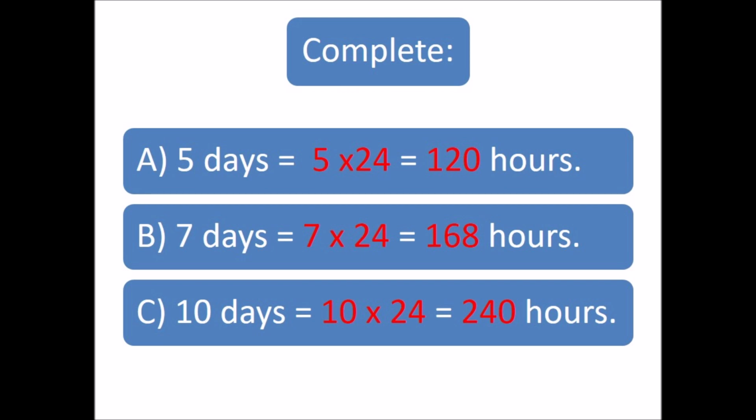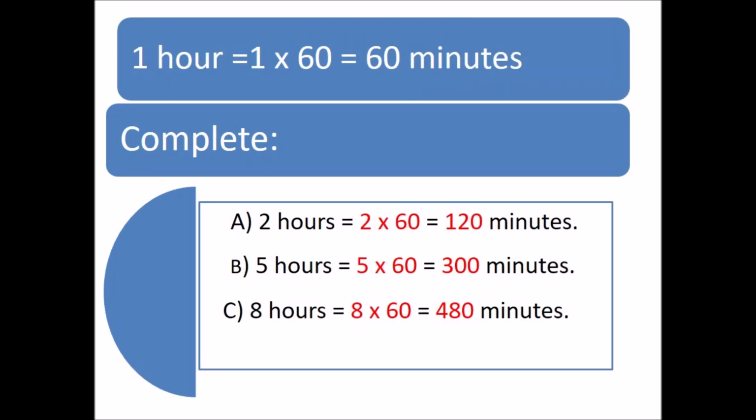The last question, 10 days equal how many hours? I will make 10 multiplied by the number of hours for only one day, which is 24. It will give me 240 hours. Now let's take another piece of information. We have to know well that 1 hour equals 60 minutes. So again, 1 hour contains how many minutes? It contains 60 minutes. 1 times 60 equals 60 minutes.